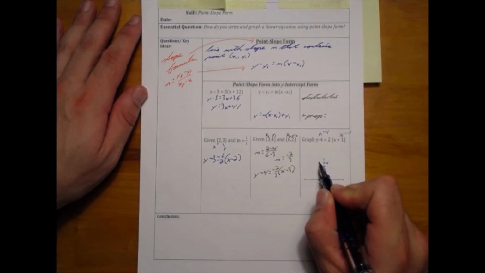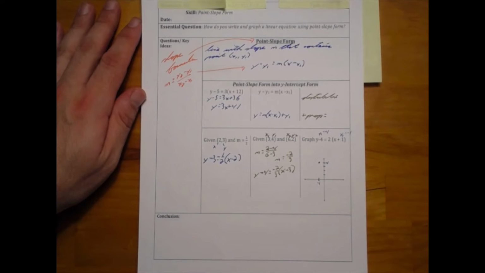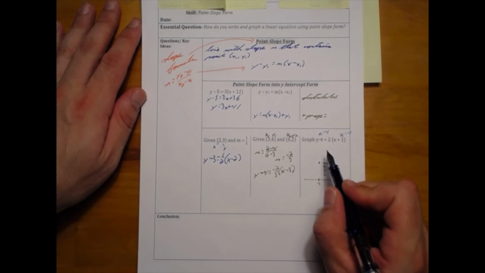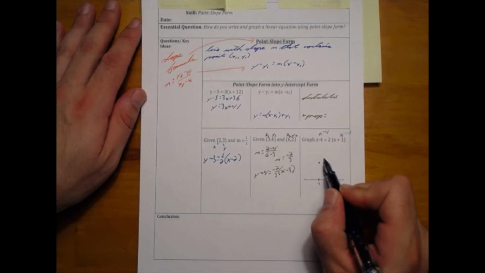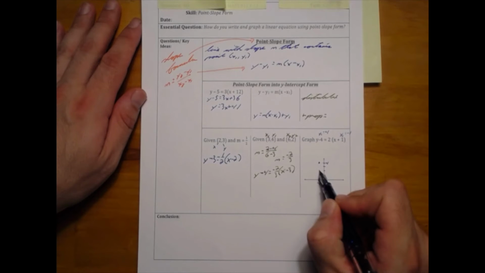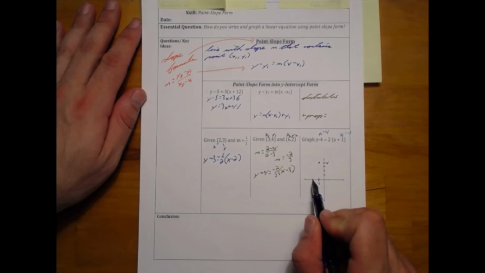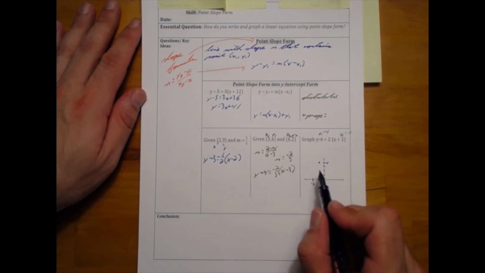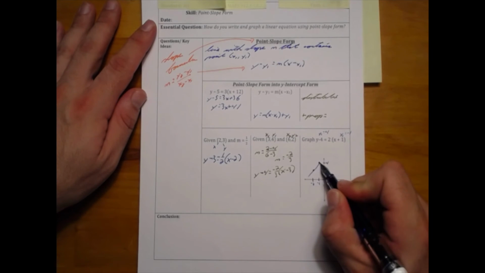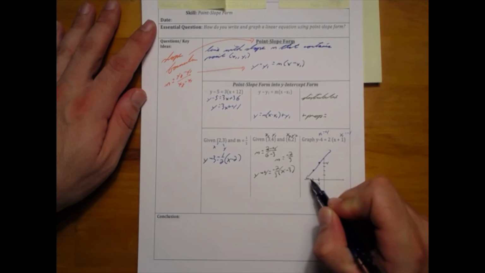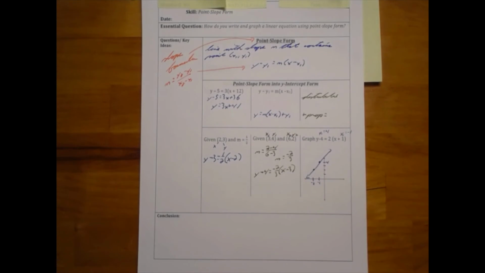I'm going to use the slope 2 to find the next point, and I'm going to remember that that's 2 over 1. But my graph doesn't go that high, so instead of going up 2 and to the right 1, I'm going to go down 2 and to the left 1. So down 2 from 4 is 2, and left 1 from negative 1 is negative 2. And having my 2 points, I have a line, and I connect them with a line.